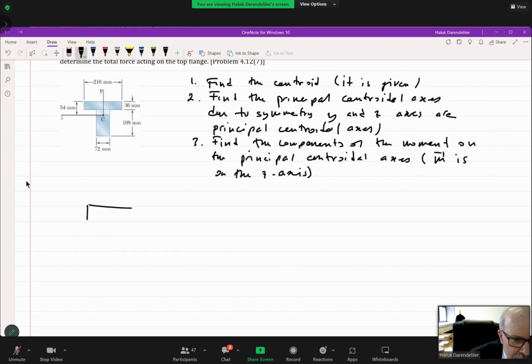So now here is the cross-section that we are referring to, right? And on this cross-section, the centroid of the problem is already given. This one says C. And we have given axis. We don't need to locate any axis in the previous problem. So Y and Z.